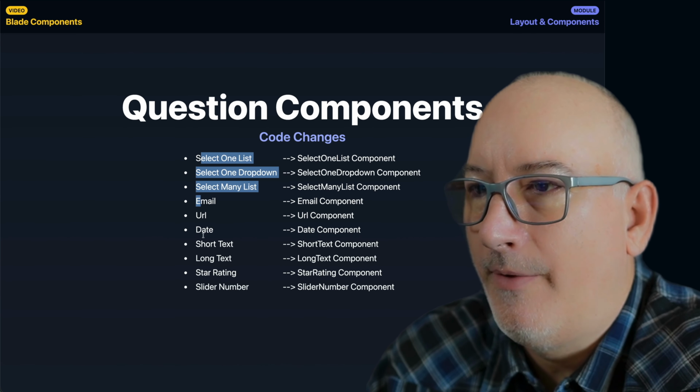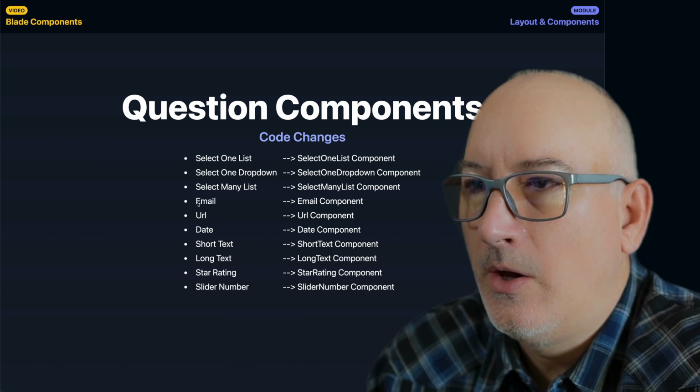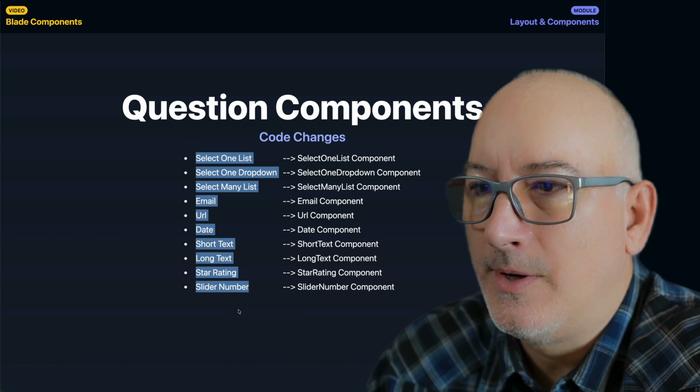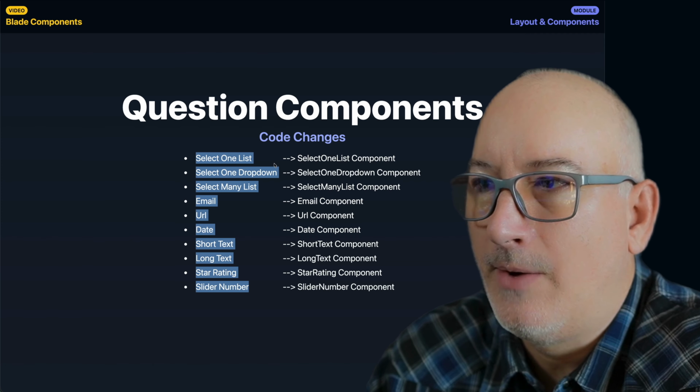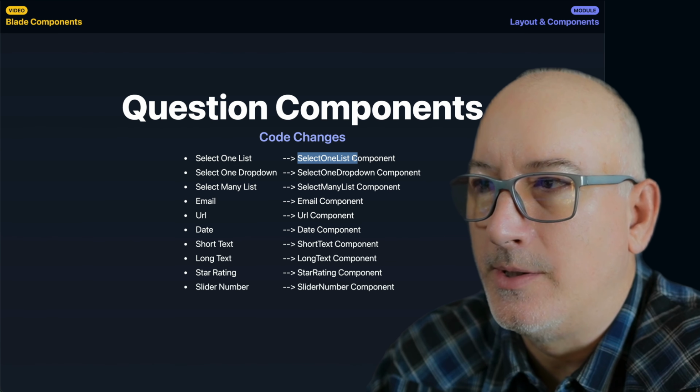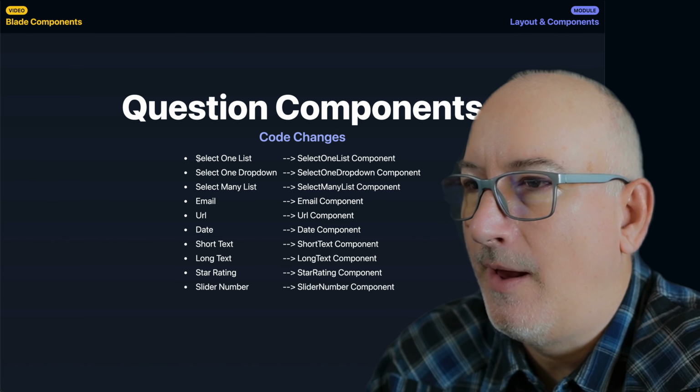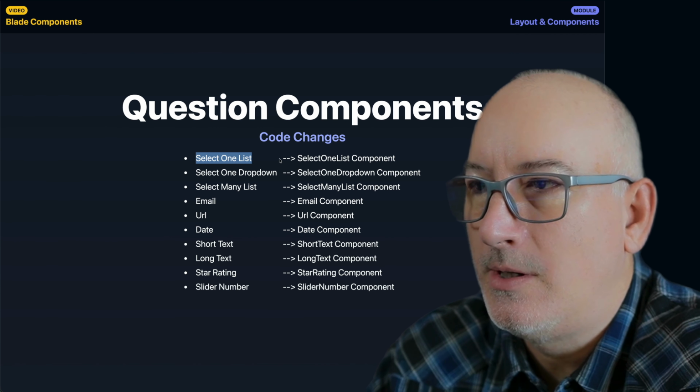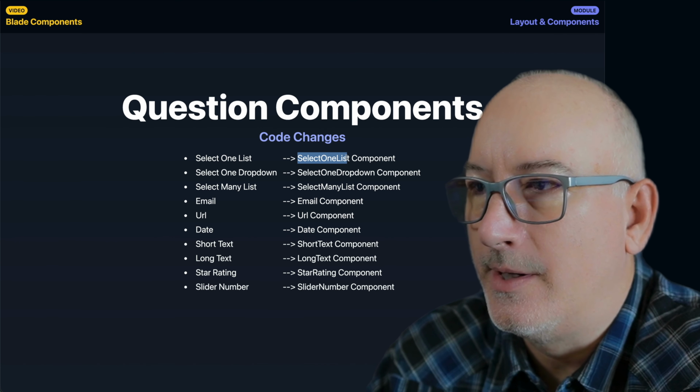And so I've compiled this list of question types. And the code changes I want to do in this video is I want to take each of these question types and I want to create a question component. And I'm just going to keep this naming convention. So I have this select one list question. We're going to create a select one list component.